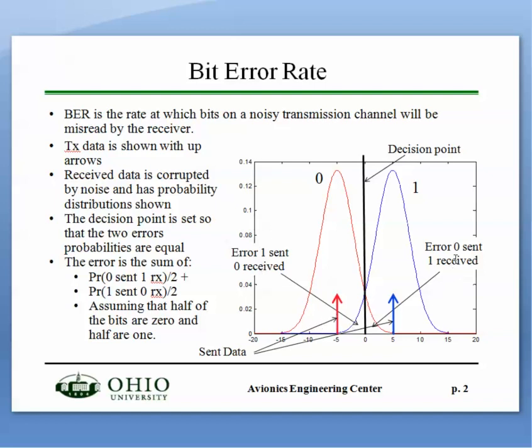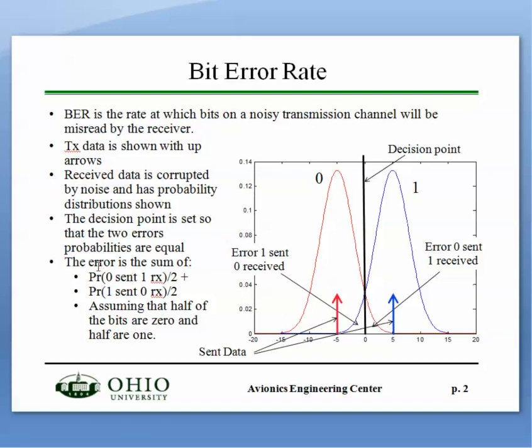And then if I come over here, if I send a 0, this area right here is going to be an error where 0 is sent and 1 is received. And so we can compute what the bit error rate is by computing these two probabilities. So the decision point, like I said, is set. In this case, it's midway between the two, since the standard deviations are the same, and the probability of a 1 or a 0 is the same.